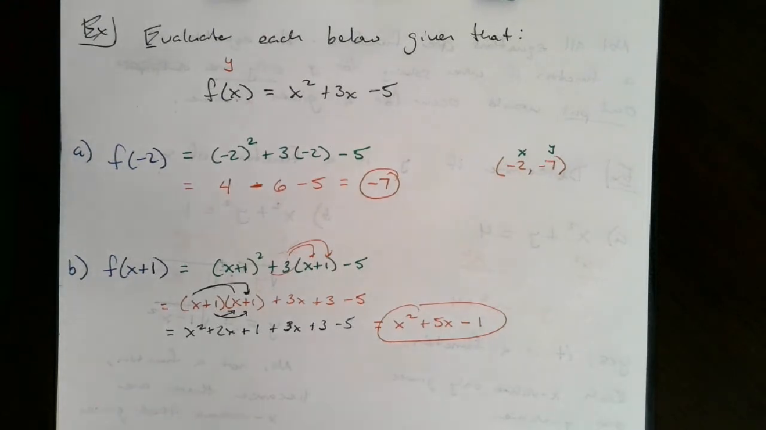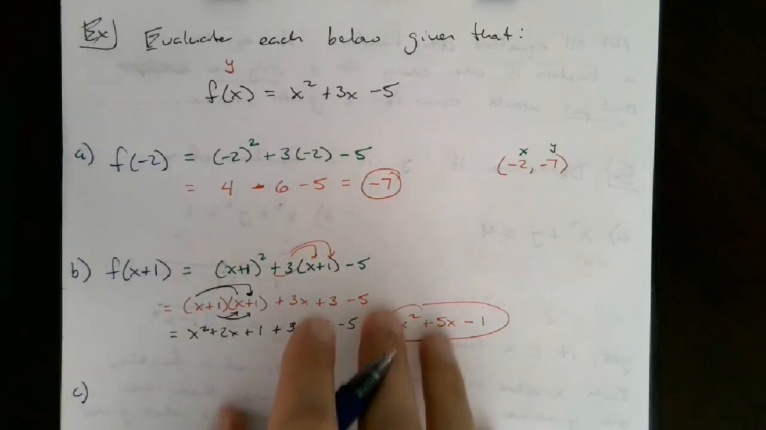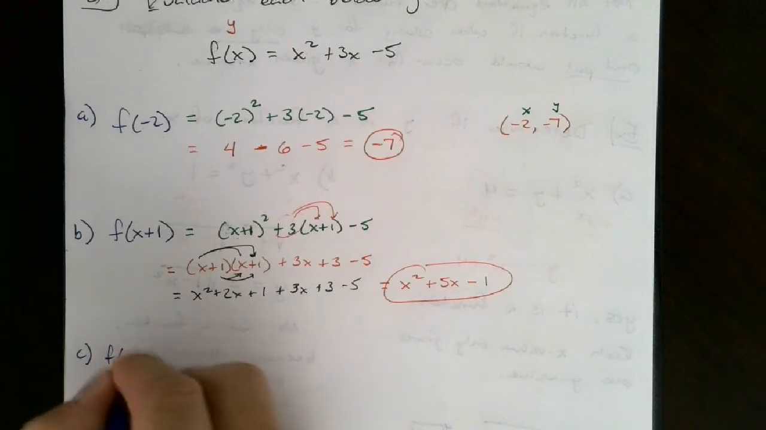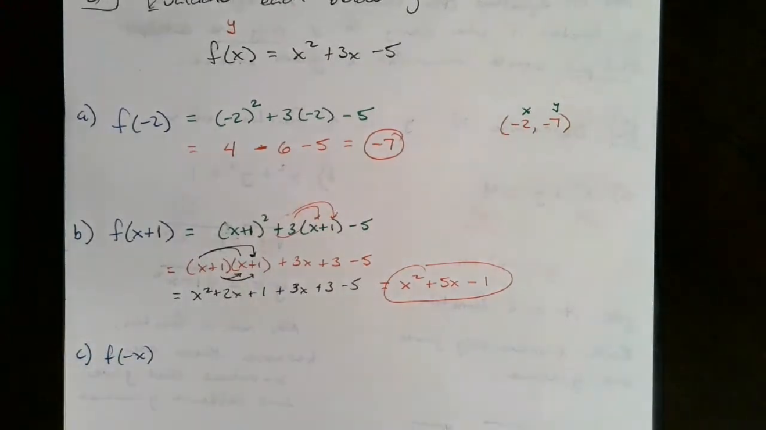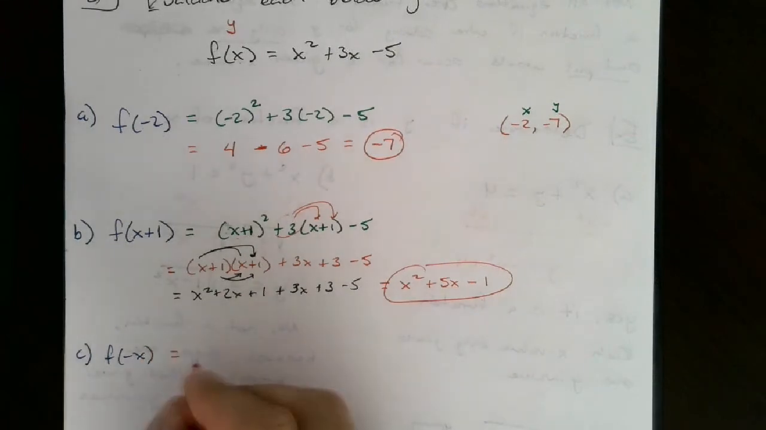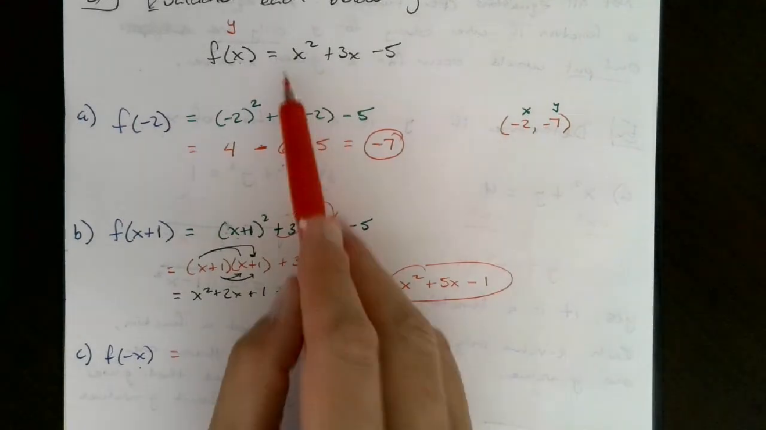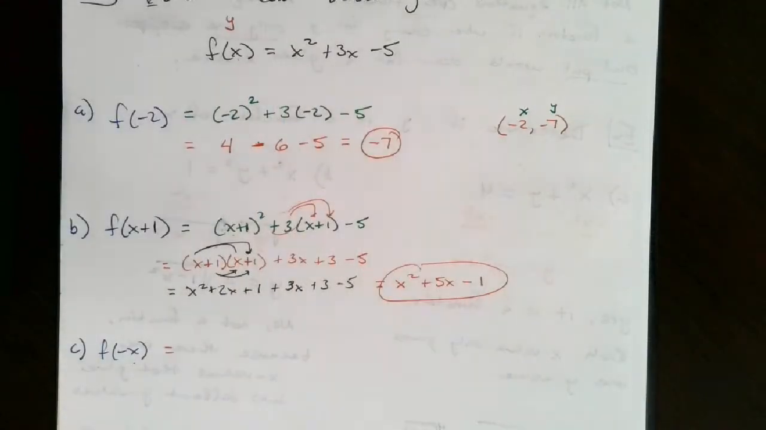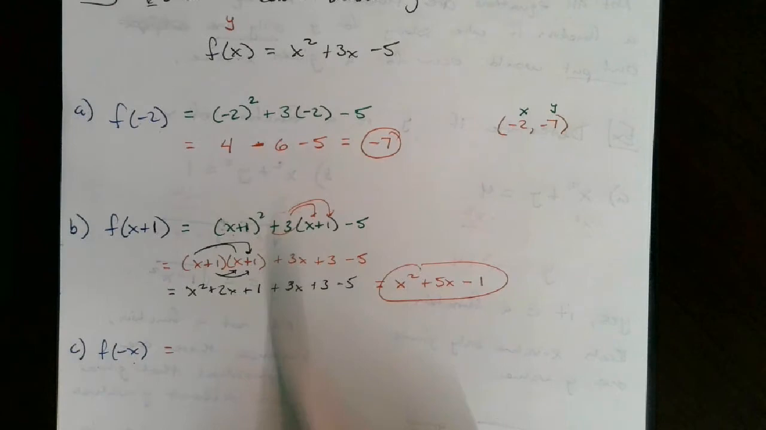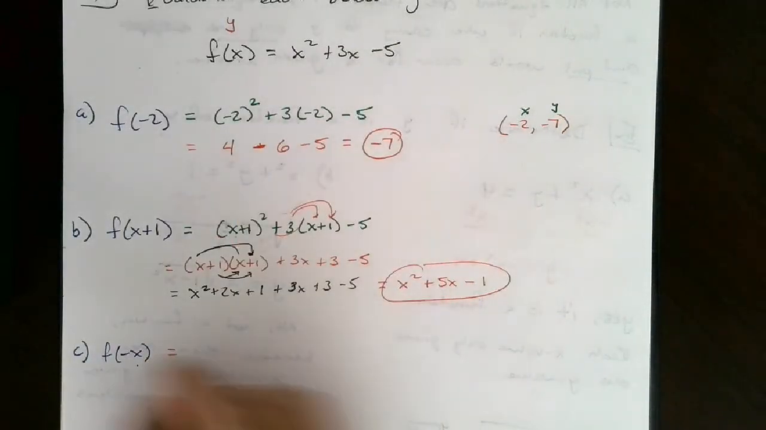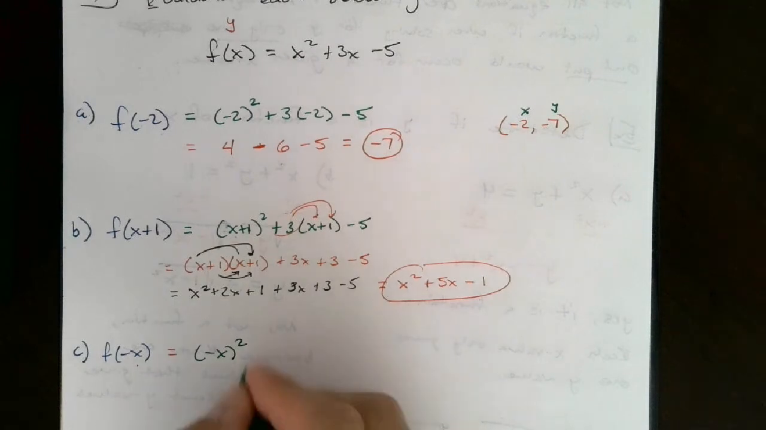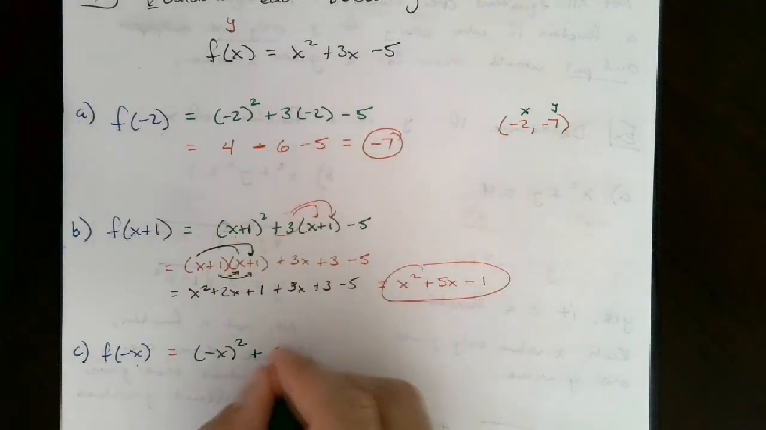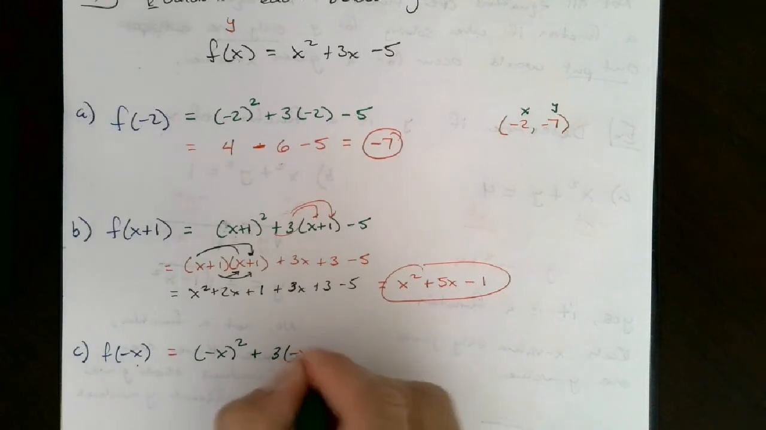Let's try a couple more. If I said I had f of negative x, well, that's equal to what? Take negative x and you're substituting in everywhere you see an x in the original problem. That's what it really means. So substituting in for x squared, we'd have negative x squared plus 3 times x. Now it's 3 times, subbing in negative x, so it's 3 times negative x.